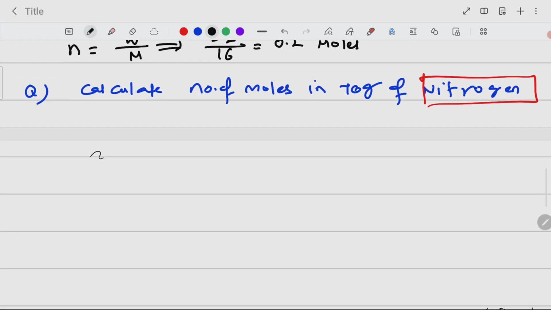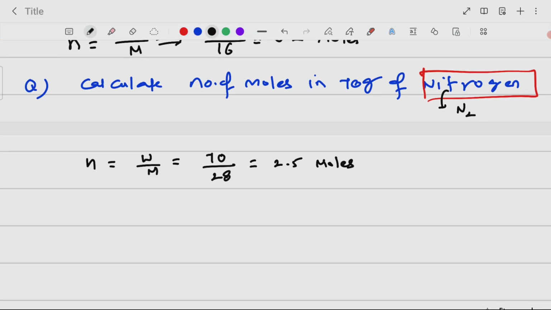See the calculation part. Number of moles is equal to W by M, which is equal to 70 grams by 28, because nitrogen exists in N2 form. That's why we are writing 28. Overall here it is 2.5 moles. We are discussing basic important calculations. Slowly we are moving towards advanced level. But for that, you should be clear about these basic terms. Without these, if I go directly to an advanced level question, no use. Every lecture should be followed to understand upcoming concepts.